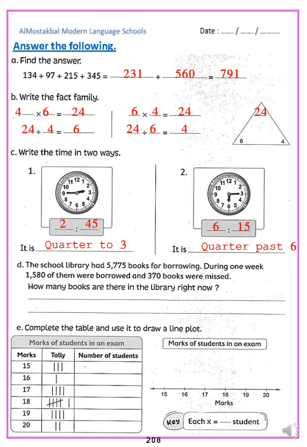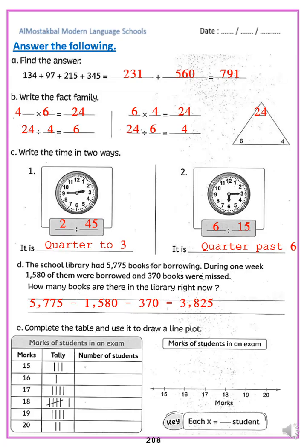The next question. The school library had 5,775 books for borrowing. During 1 week, 1,580 of them were borrowed and 370 books were missed. How many books are there in the library right now? Okay, 5,775 minus 1,580 minus 370 equals 3,825.